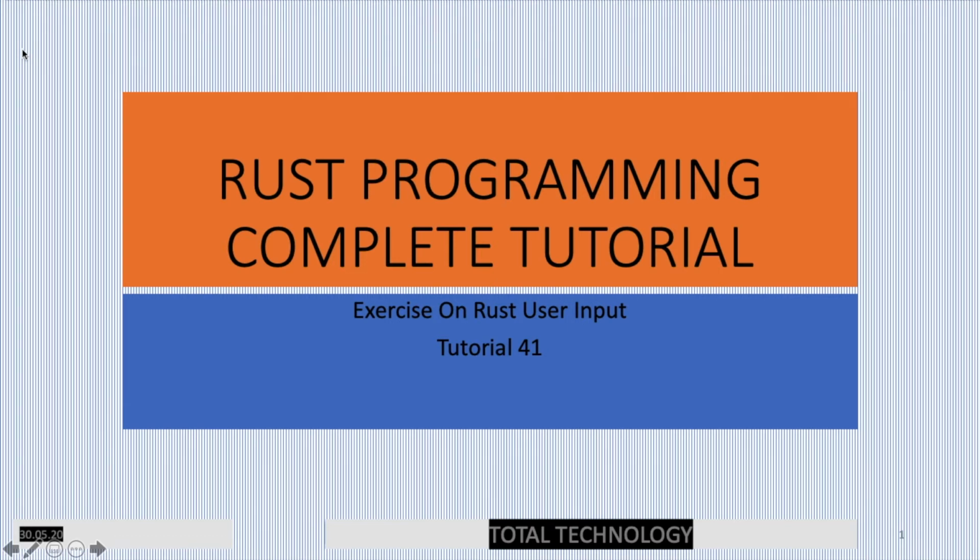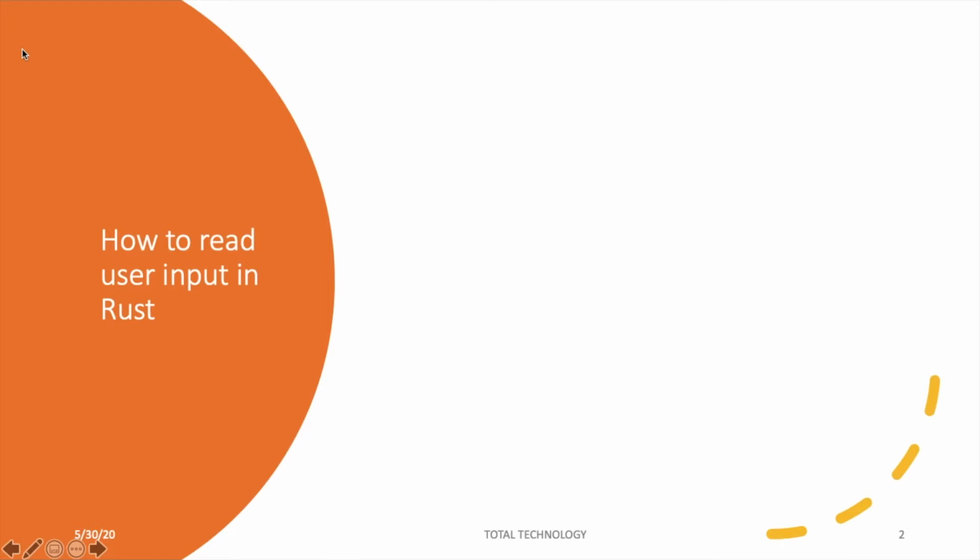So the first exercise will be on Rust user input. What I mean by that is, you'll do some sort of input and we'll see how to read that input in Rust, and after that how to convert it into an integer. Whatever you type in Rust is going to give you a string, so how do we convert that string into an integer? We'll see that now. So how to read user input in Rust, this is our first use case.